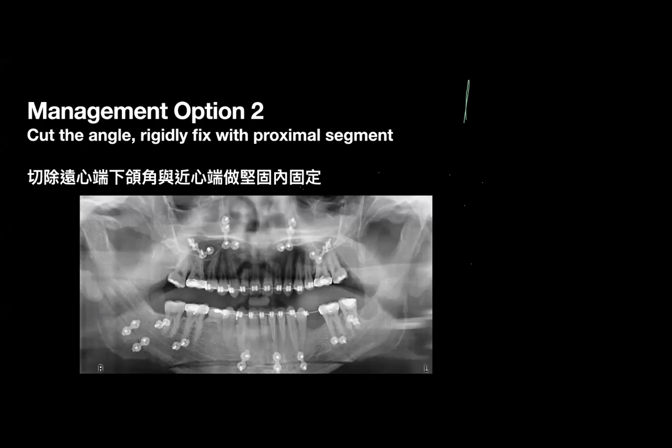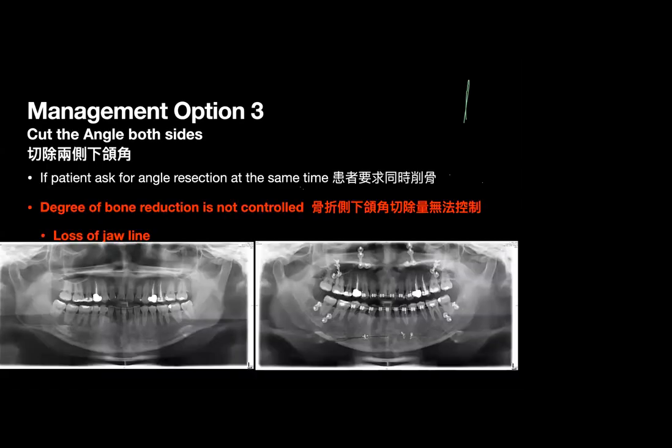During surgery, you may need to use the oscillating saw, take out the angle, shave the lingual surface, and you either use wire. So in this figure on the right-hand side, this is not my case actually. I think this is done by EJ Chen. So he put another two-hole plate to rigidly fix the free angle graft backward. So if you're doing this, basically you try to retain the contour of the mandible angle.